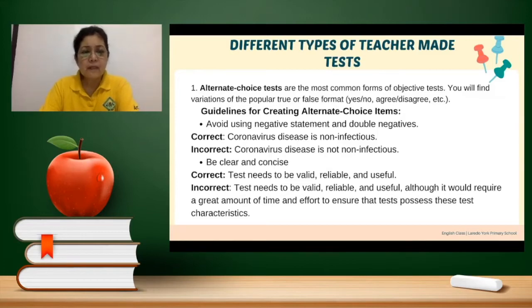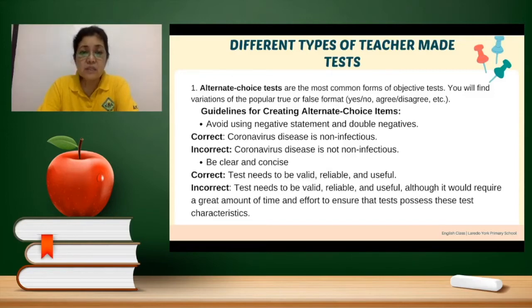First one, avoid using negative statement and double negatives. Example, coronavirus disease is non-infectious. That's the correct one. But if you will be saying coronavirus disease is not non-infectious, there is already a double negative. Okay? Now be clear and concise.